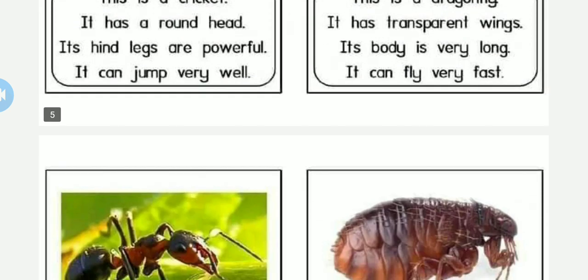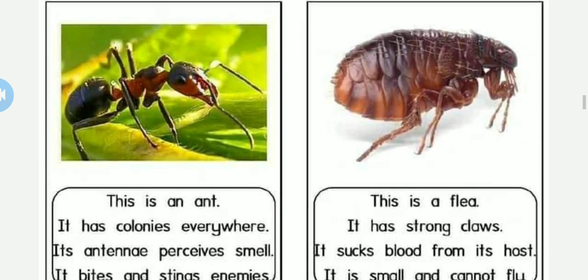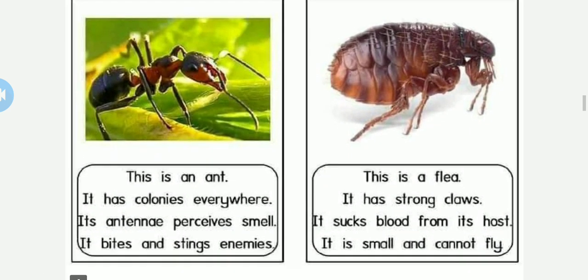Let's go to the next slide. Yes, tiny creatures. Look at the first picture on your left hand side. This is an ant. It has colonies everywhere. Its antenna perceives smell. It bites and stings enemies. Look at another picture on your right. This is a flea. It has strong claws. It sucks blood from its host. It is small and cannot fly.